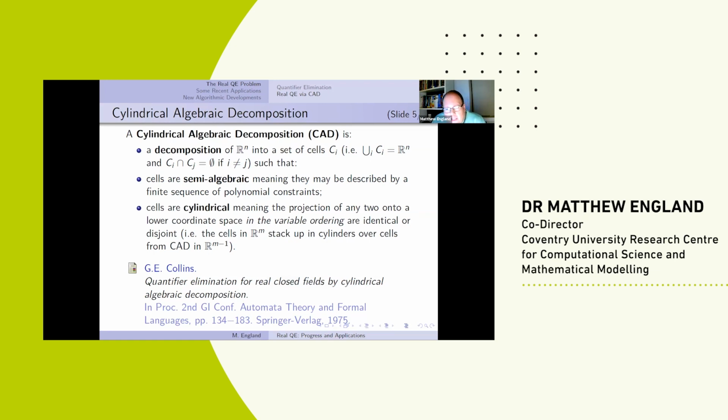So the definition here is that the projection of any two cells, that is to say, if I take these cells in n-dimensional space and I squash them down into a lower dimensional space, then those projections are either exactly the same or they're completely separate. Or another way of thinking about that is that the cells in n-dimensional space are all stacked on top of each other in cylinders, like stacks of plates in your cupboard, over cells in the n-1 dimensional space. And this is both a desirable property, as we'll see in the coming slides, but it's also a facet of the computational algorithm that produces these. We work iteratively through the dimensions, and so we end up with these stacks of space, stacks of chunks.